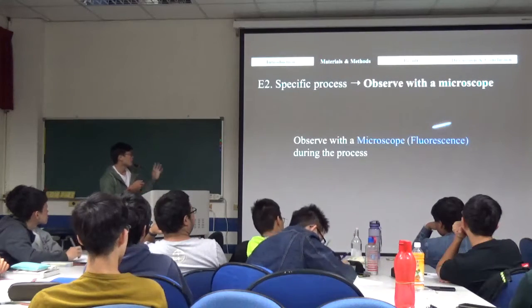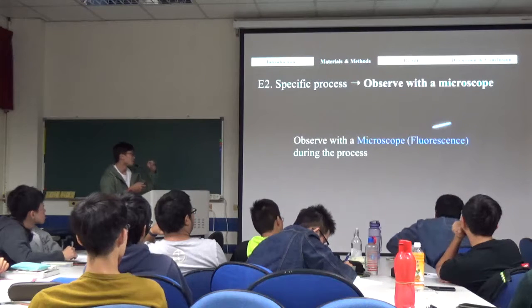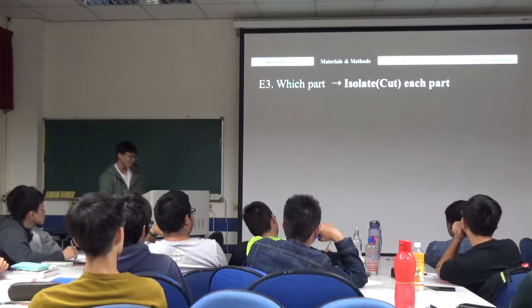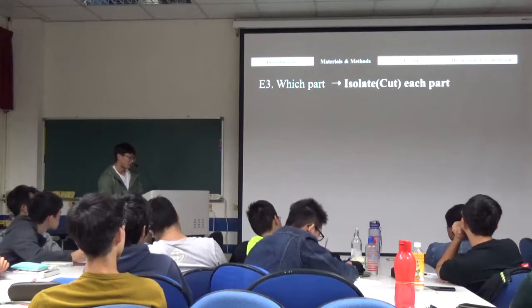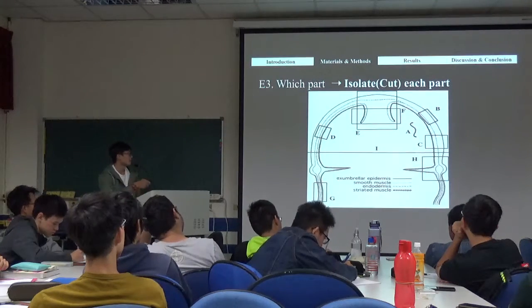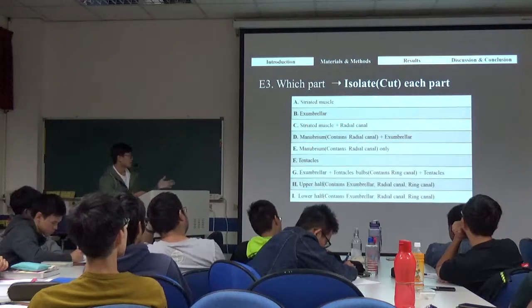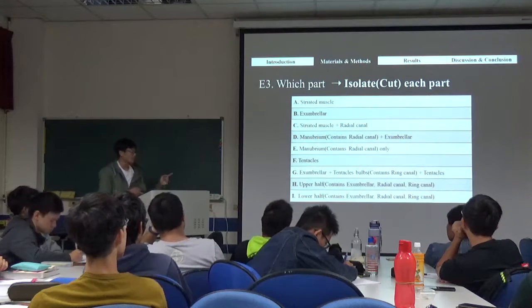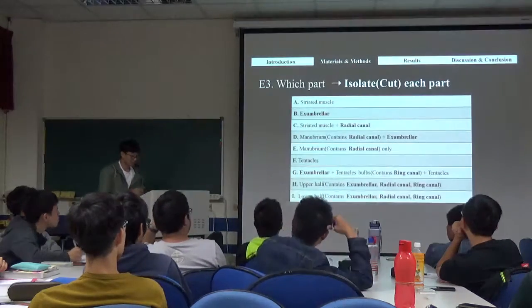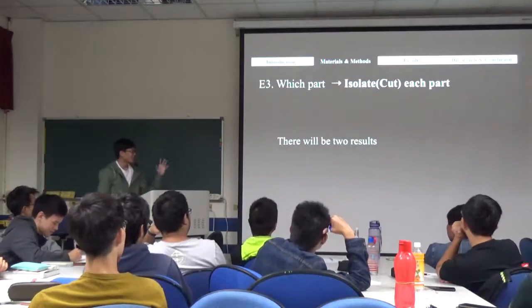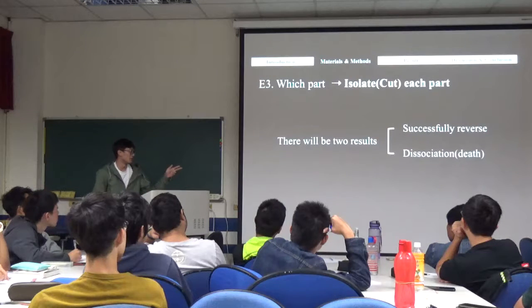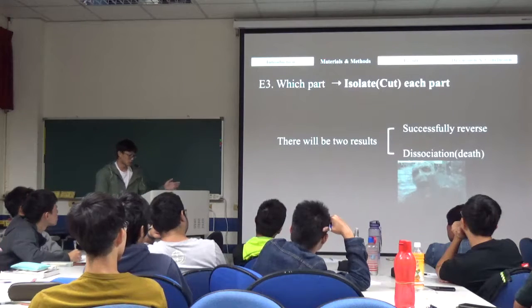And for observing, we use a fluorescence microscope. You can get a picture like this. Then we isolate each part. This is the part we cut. You can see A to I, 9 parts. Don't worry, I listed them down. And you can see the structures we talked about before. Remember? For all these parts, there will be 2 results. One is successfully reversed, and 2 is dissociation.